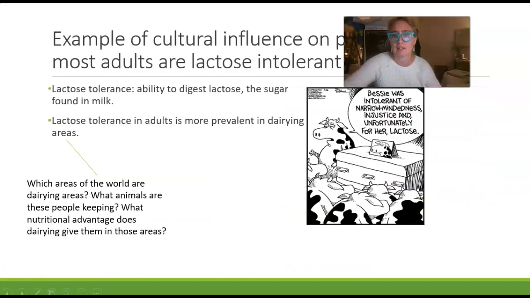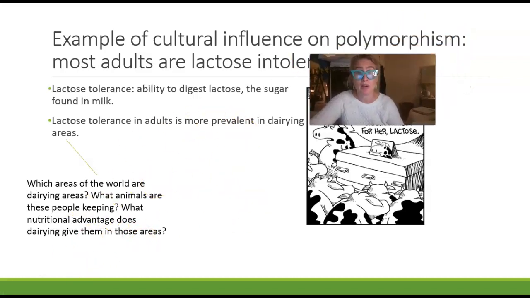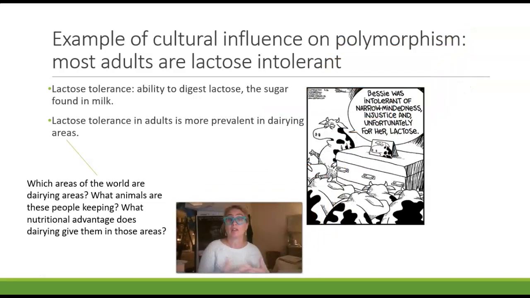So let's look at an example here of lactose tolerance. This is going to be an example where we can think about how culture and lifestyle play a role in the selection for or against a particular genotype and therefore the phenotype.